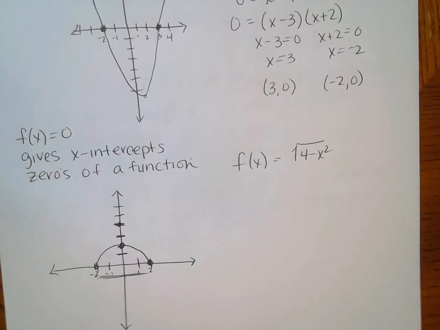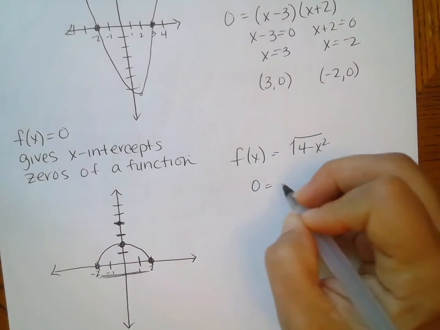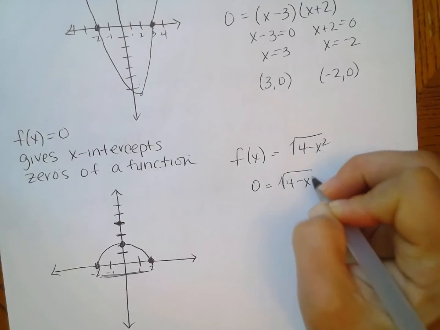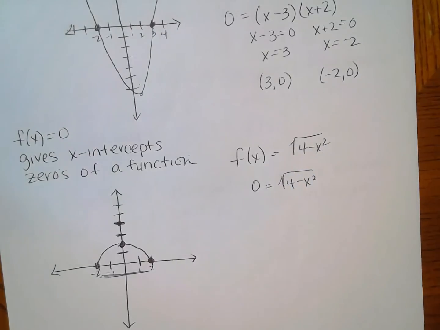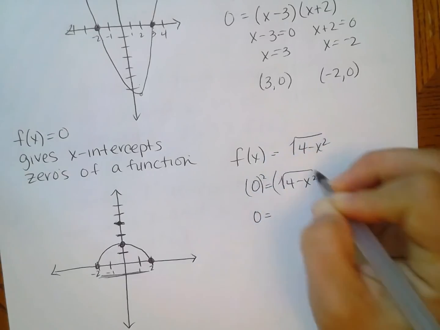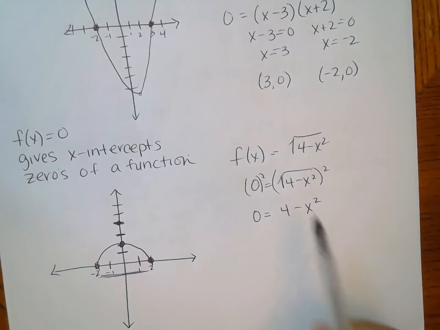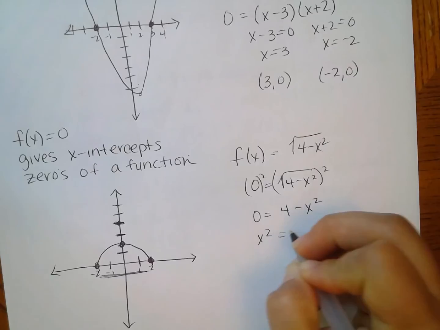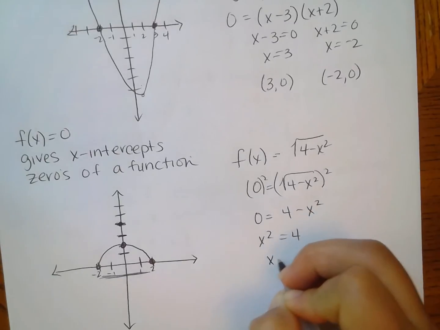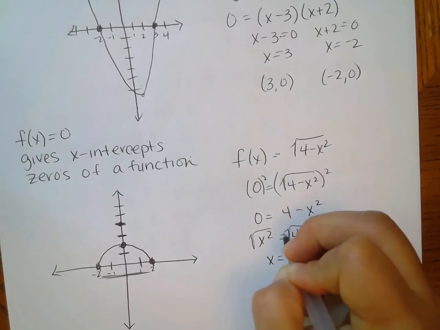Now, if I wanted to find f of x equals 0, I could solve this. I would have the square root of 4 minus x squared. I have a radical equation, so I square both sides. When I square 0, I get 0 back. When I square this side, I get 4 minus x squared. I now have a quadratic, which I can solve with the square root method by adding this x squared to the other side. I get x squared is 4, and this gives me x equals plus and minus 2 when I take the square root here.